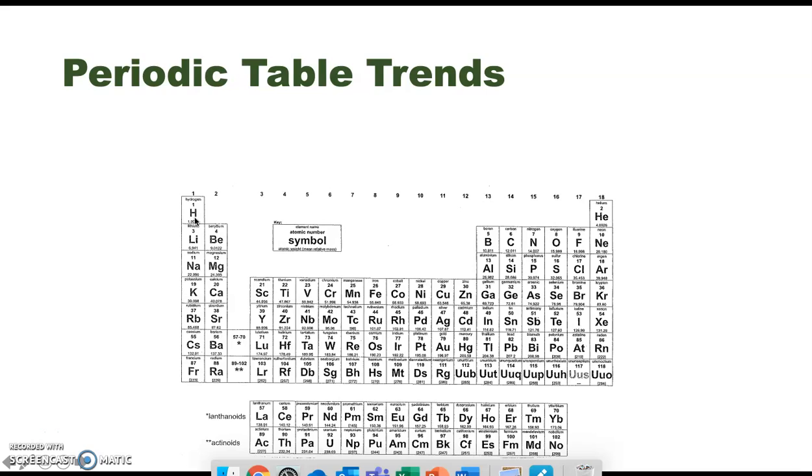The second thing that you already know is that the arrangement of it lines up with the electron configurations. So the period number is equal to the energy level of its highest electrons, its valence electrons. The group number tells you its oxidation number and how many valence electrons it has.